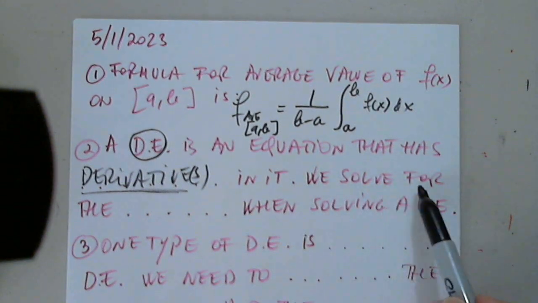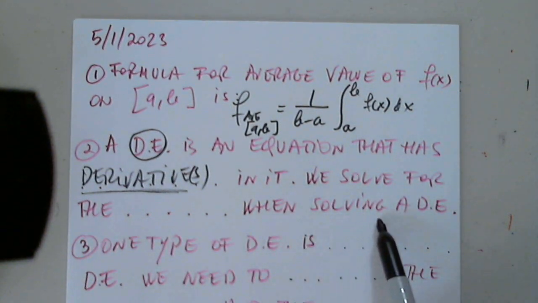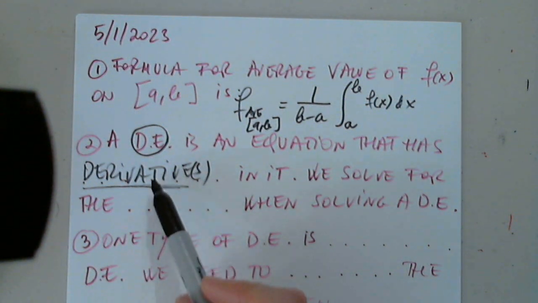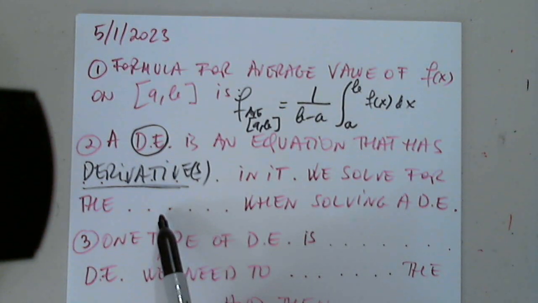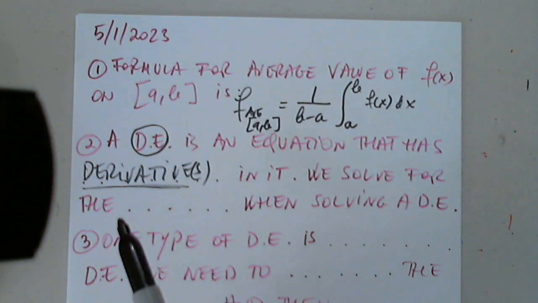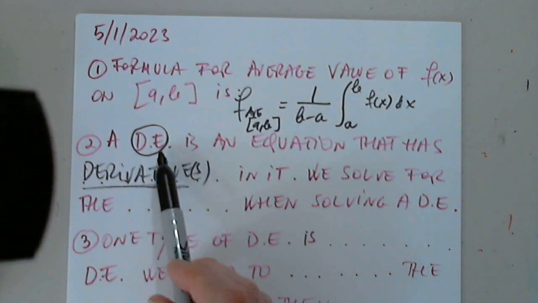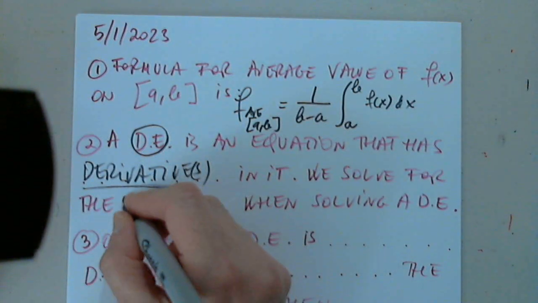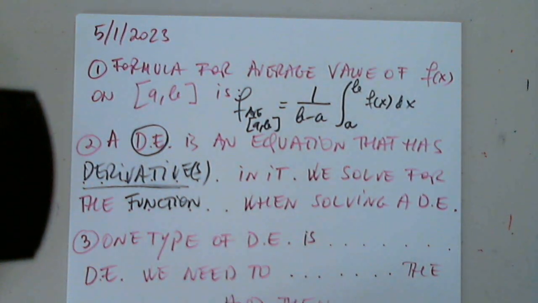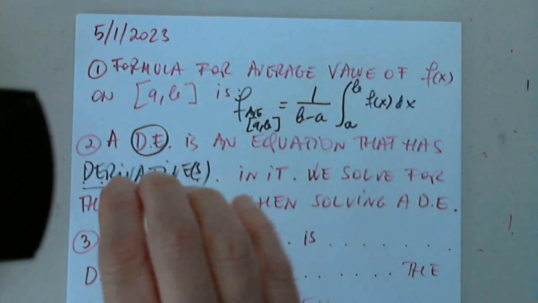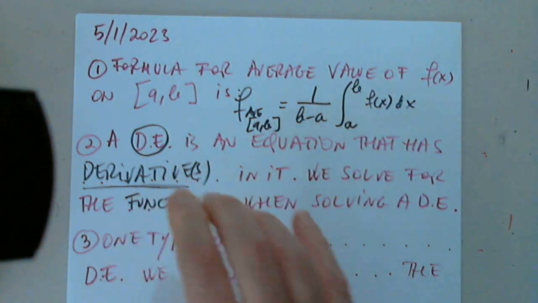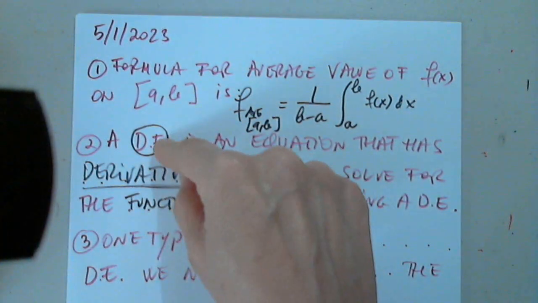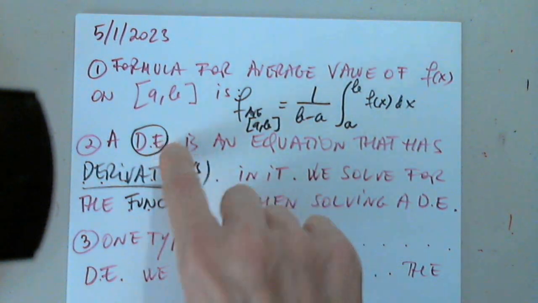Awesome. When solving a differential equation, what are we solving for? We're not solving for the derivative, of course. We're solving for the function whose derivative is given in the differential equation. The solution? The function. Okay. So the solution is the function. We solve for the solution, which is the function whose derivatives exist in the differential equation.